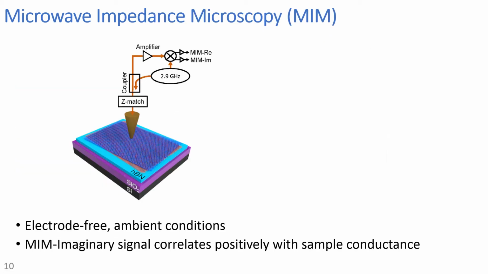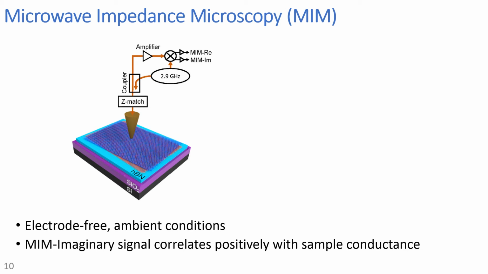To quantify the twist angle at the region where we observe the flat band, we use scanning microwave impedance microscopy, or MIM in short, as a method to probe the moire lattice structures in 2D systems. MIM is a near-field measurement technique where we send a 2.9 GHz wave to the sample via a shielded cantilever and collect the reflected signal also from the tip. These measurements require no electrode on the sample and can be done at ambient conditions.